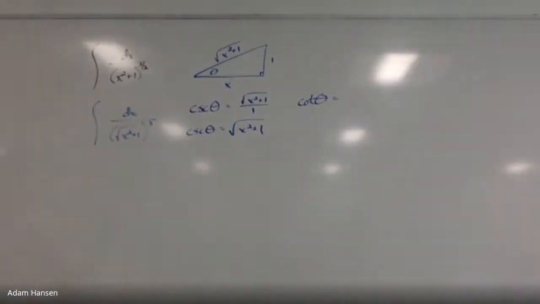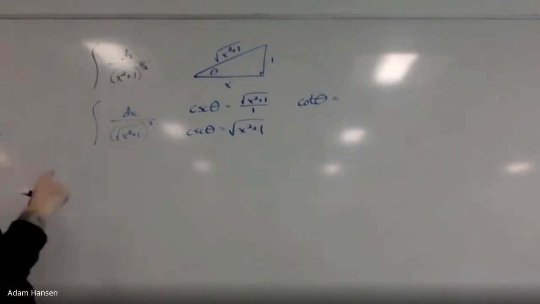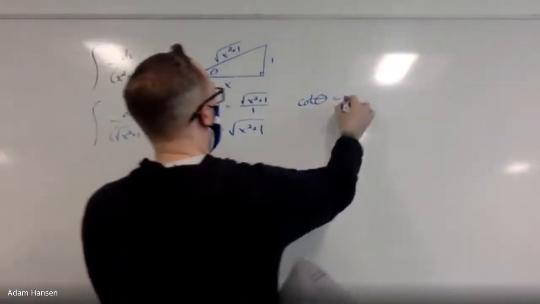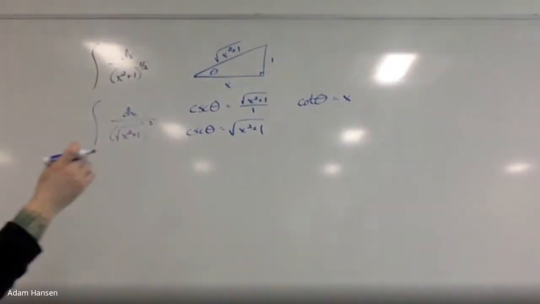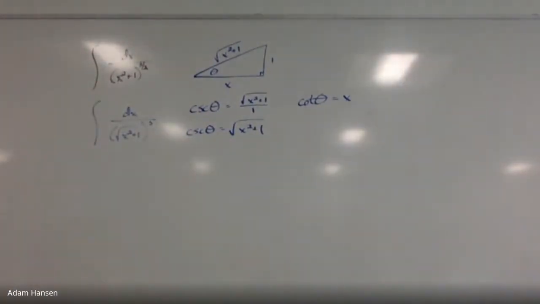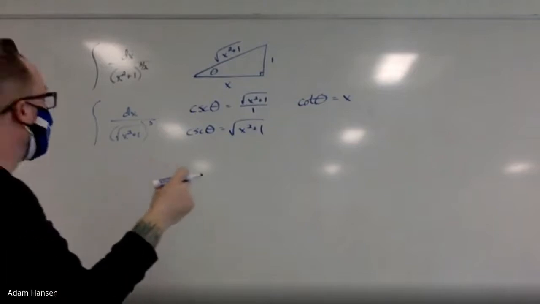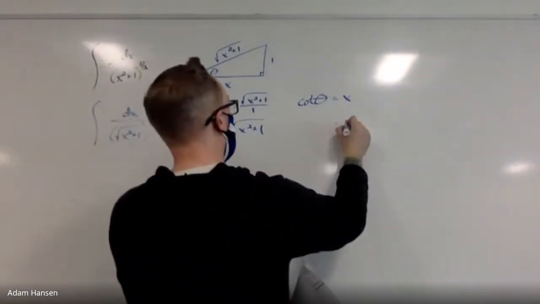Tangent is opposite to adjacent, so cotangent would be adjacent to opposite. Of course, you don't pick those, you'll just have to do a little bit more work to get this to set up for you. Not the end of the world. Cotangent theta equals x over 1, or simply just x. If x equals cotangent theta, let's figure out what dx is equal to.